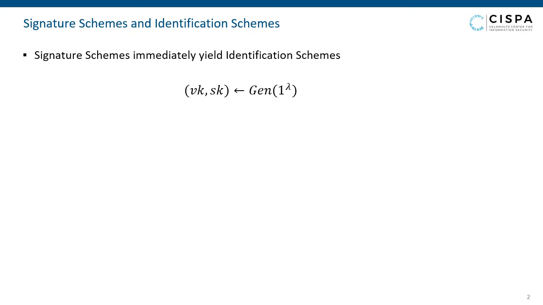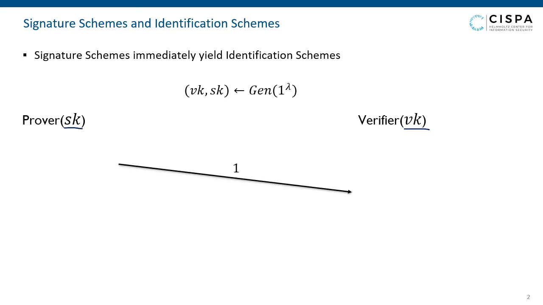First, we generate a verification key and a secret key, or signing key, for the signature scheme. And we provide the prover of our identification scheme with the signing key and the verifier with the verification key. So in the first message, recall that we defined identification schemes to have 3 rounds. And the first message from the prover to the verifier is just empty.